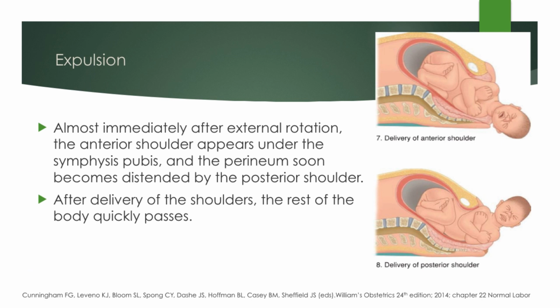And the last is expulsion. Almost immediately after external rotation, the anterior shoulder appears under the symphysis pubis and the perineum soon becomes extended by the posterior shoulder. After delivery of the shoulders, the rest of the body quickly passes.